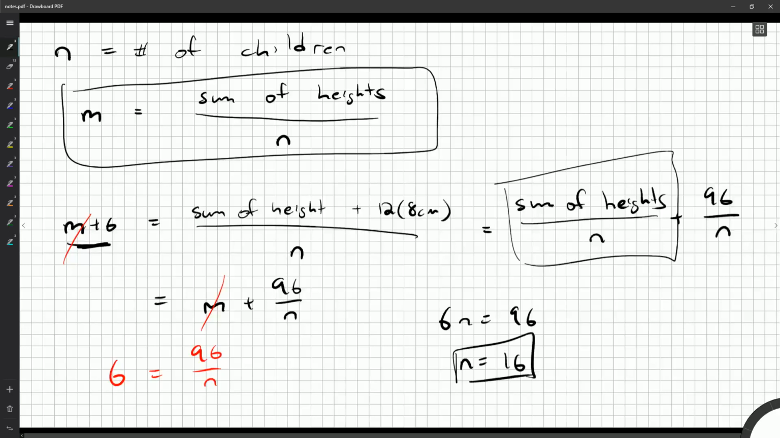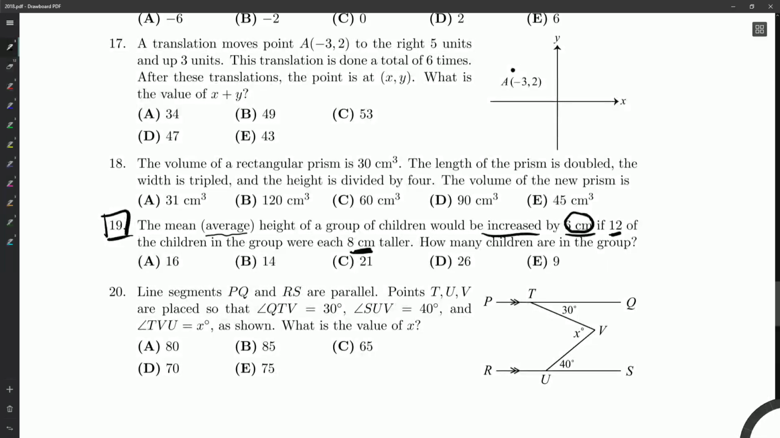Now, you don't have to do it as general as I did it right there. You could say something like, let S be the sum of the heights, or you could rearrange and say the sum of the heights, using this first equation, is m times n. There's lots of approaches here, but we still boil down and get 16 children overall.